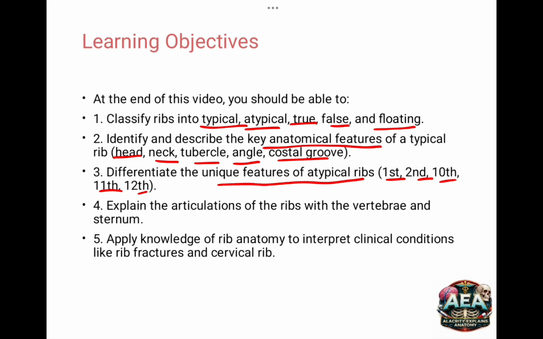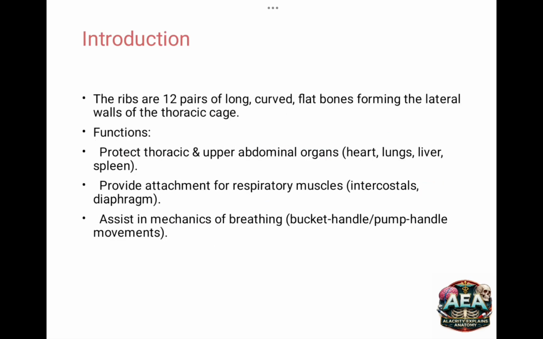You should be able to explain the articulations of ribs with the vertebrae and the sternum. You should be able to apply the knowledge of rib anatomy to interpret clinical conditions like rib fractures and cervical rib. Now let's start. The ribs are 12 pairs of curved flat bones. Take note, they are flat bones that form the lateral wall of the thoracic cage.